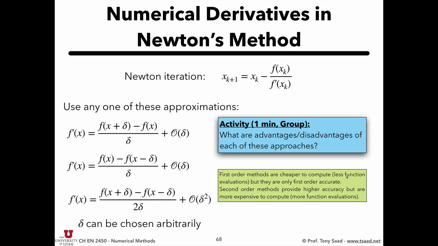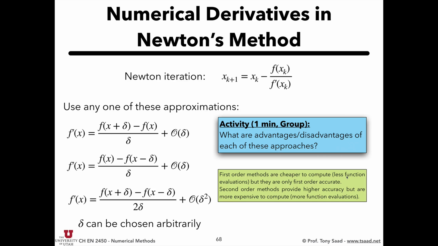So obviously, first order methods are cheaper to compute because you have fewer function evaluations. If you think about this, when we apply these formulas to Newton's method, we had already evaluated f of x, so we can save that. However, we need one more evaluation, f of x plus delta. And typically, a function evaluation programmatically requires the code to go to that function location in memory and then call it and evaluate it and come back, and that's costly. Every time you do a function evaluation, it is costly.